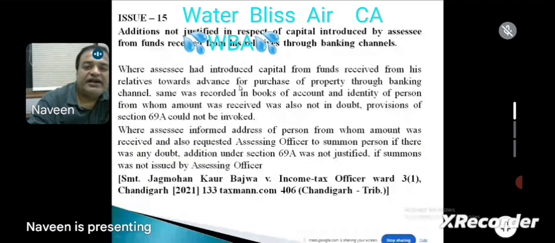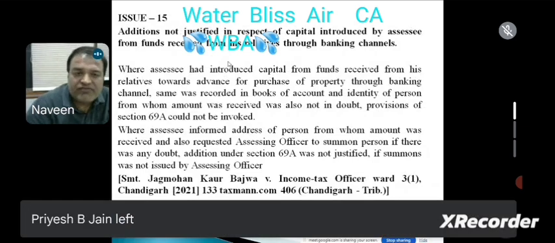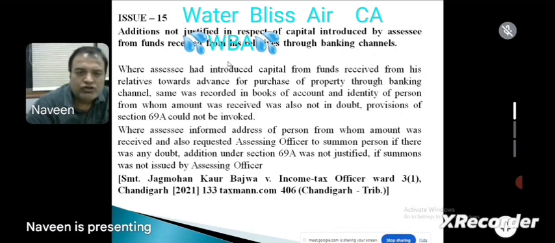Assessing officer not justified in respect of capital introduced by SSC from funds received from his relatives through banking channel. SSC has introduced capital from funds received from his relatives towards advance for purchase of property through banking channel. Same was recorded in books, and the identity of the person from whom the amount was received was also not in doubt. Provision of 68 could not be invoked.